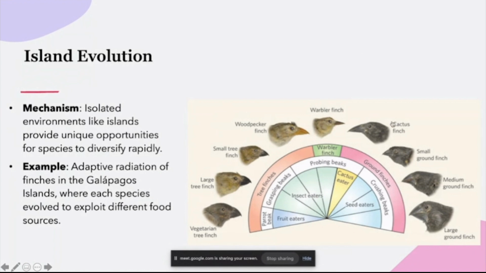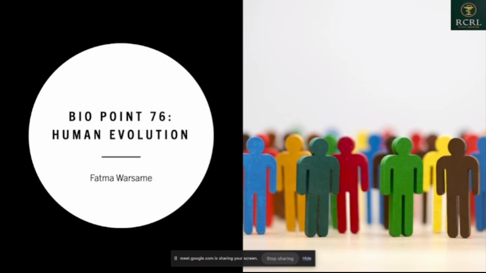Whereas on the opposite side here, we have the small ground finch, the medium ground finch, and the large ground finch, which would have crushing beaks. They would have really strong beaks, which would allow them to break open the seeds in order to eat them, because the island that they were living in only had these seeds available. Okay, do you have any questions? We're at the end of this point.